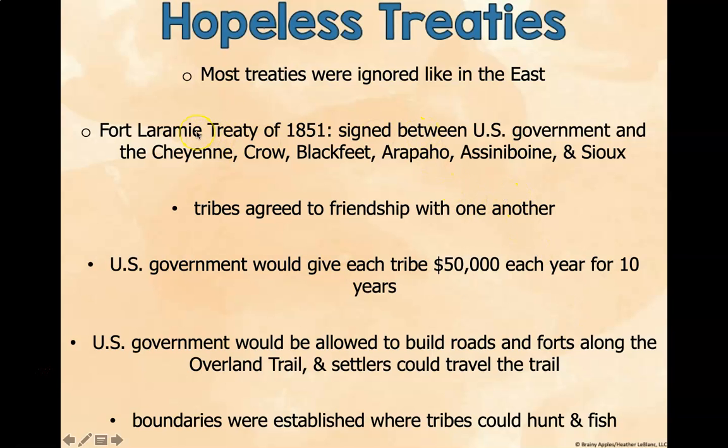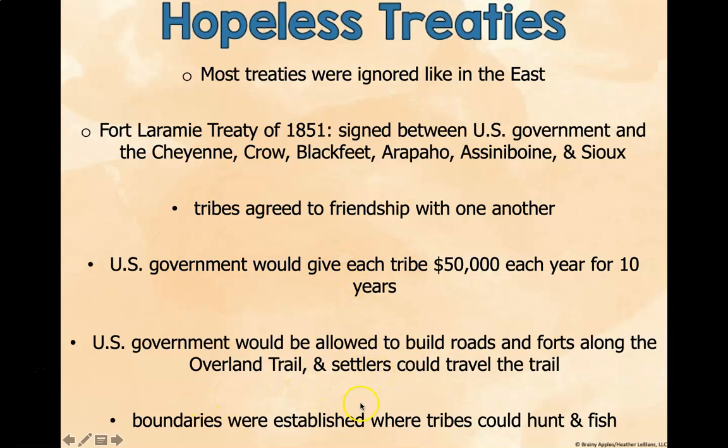For example, the Fort Laramie Treaty of 1851 was signed between the U.S. government and the Cheyenne, Crow, Blackfeet, Arapaho, and the Sioux. These tribes agreed to friendship with one another. The terms of the treaty were that the U.S. government would give each tribe $50,000 each year for 10 years. It also said that the U.S. government would be allowed to build roads and forts along the Overland Trail and that settlers could travel the trail. So these were the terms of their agreement.